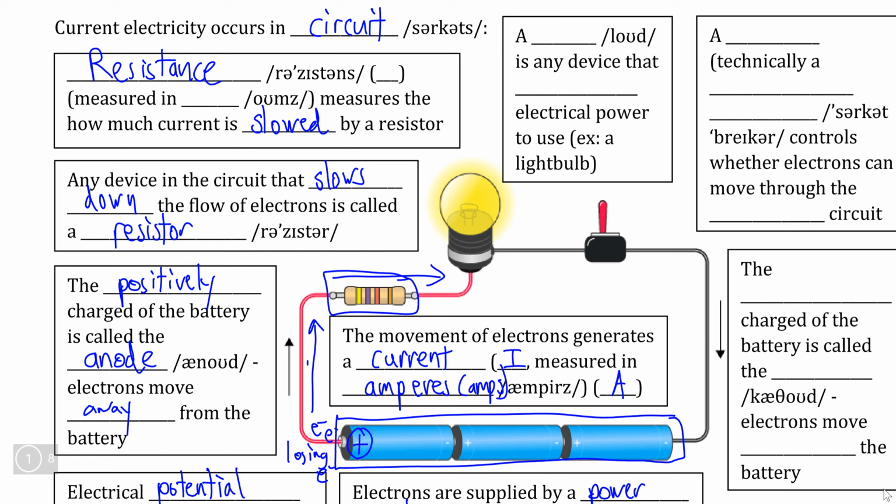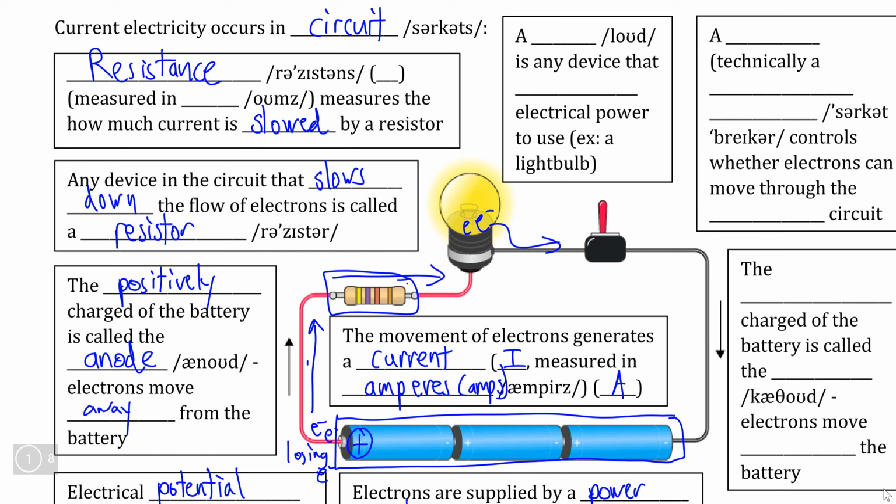So here, this circuit would be representative of one that we find in a computer or on some sort of motherboard, because this resistor here is a transistor. This is a component in digital circuits. So this would be an example of a resistor, and this light bulb, which would also slow down the flow of electrons as it passes through it, would be another example of a resistor.